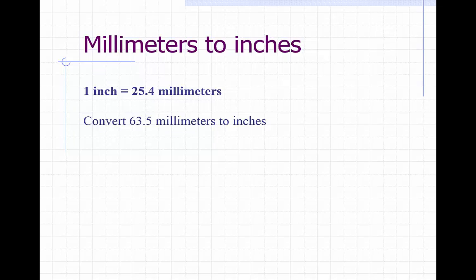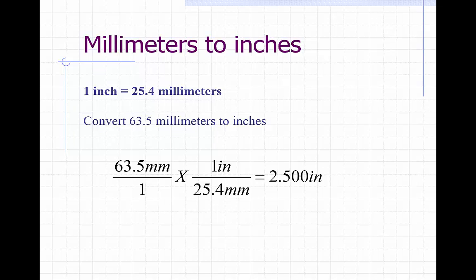63.5 millimeters to inches. We're going to do the same equation. 63.5 millimeters over 1 times the conversion factor. The millimeters will cancel off, and we're left with 63.5 divided by 25.4 inches, which is 2.5 inches.